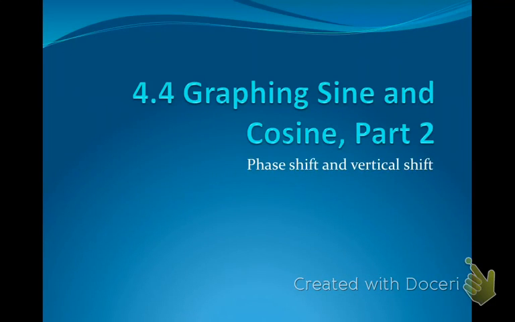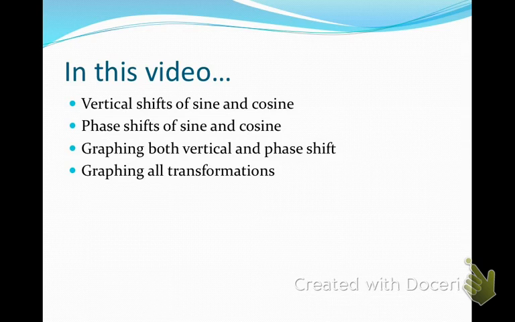Graphing sine and cosine part 2. We're still in section 4.4 in your textbook. We're going to be looking at phase shifts and vertical shifts. Vertical shifts of sine and cosine, phase shifts of sine and cosine, graphing them both together and graphing all the transformations. We're going to get through all of that in this video.